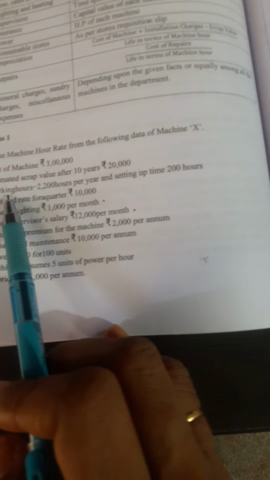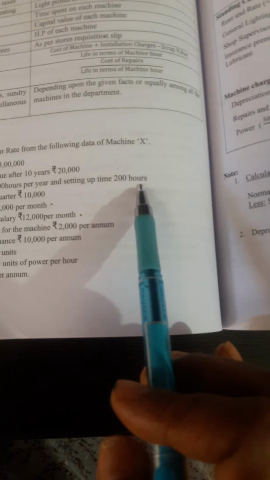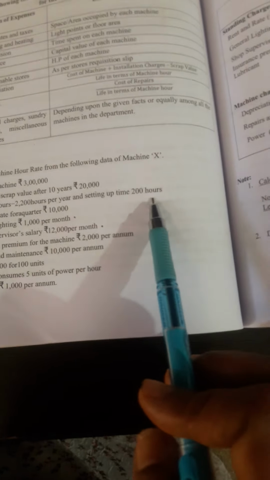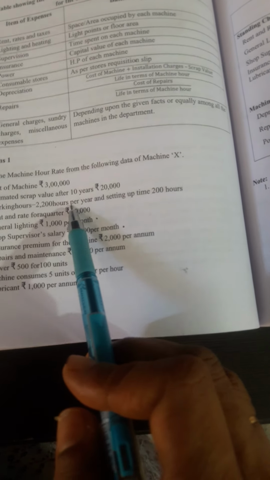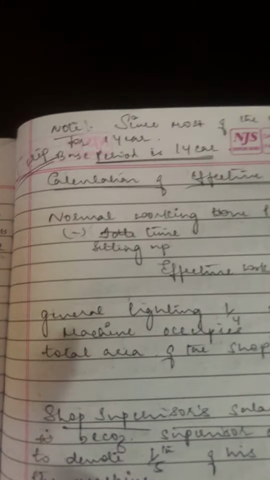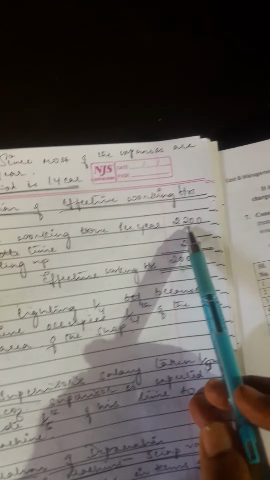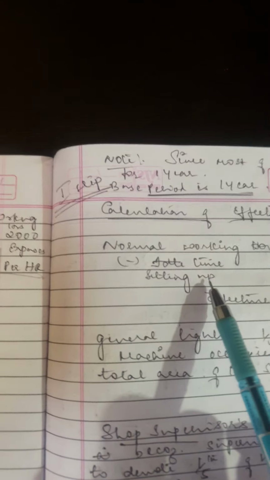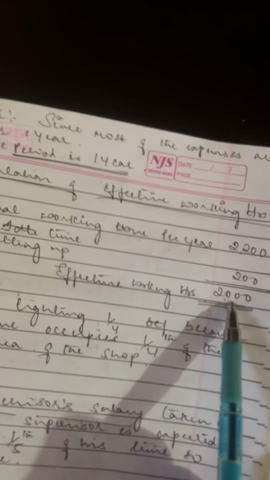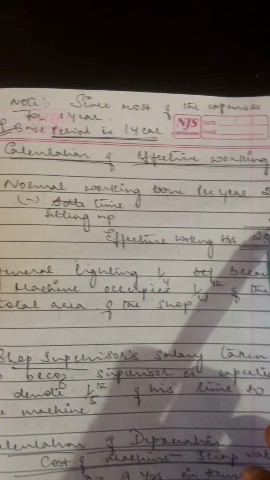See, in the problem he says working hours 2200 hours per year and setting up time is 200 hours. Since I have taken the base period as 1 year, working hours is 2200 hours per year. Now how to calculate that? I have written here normal working hours per year is 2200. The setting up time given in the problem is 200. If you deduct, the effective working hours is 2000. This is the formula that you have to use.